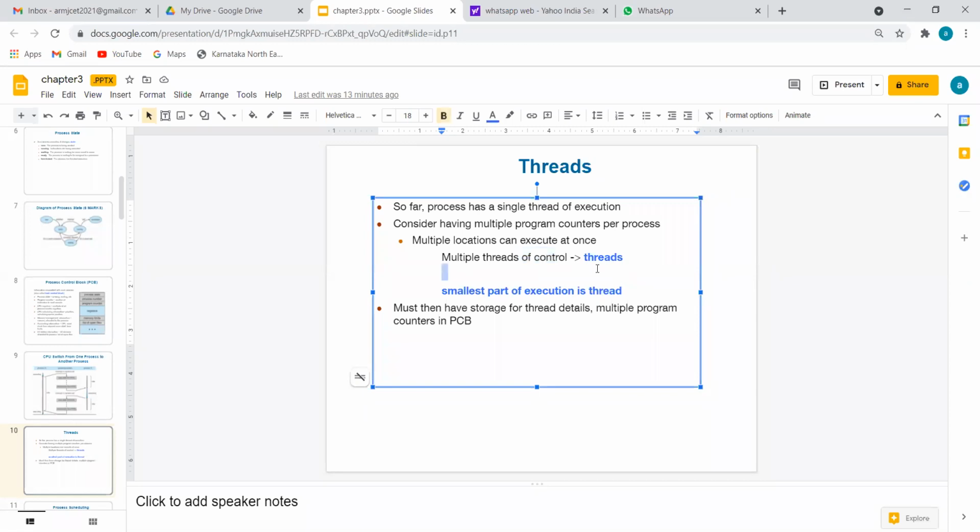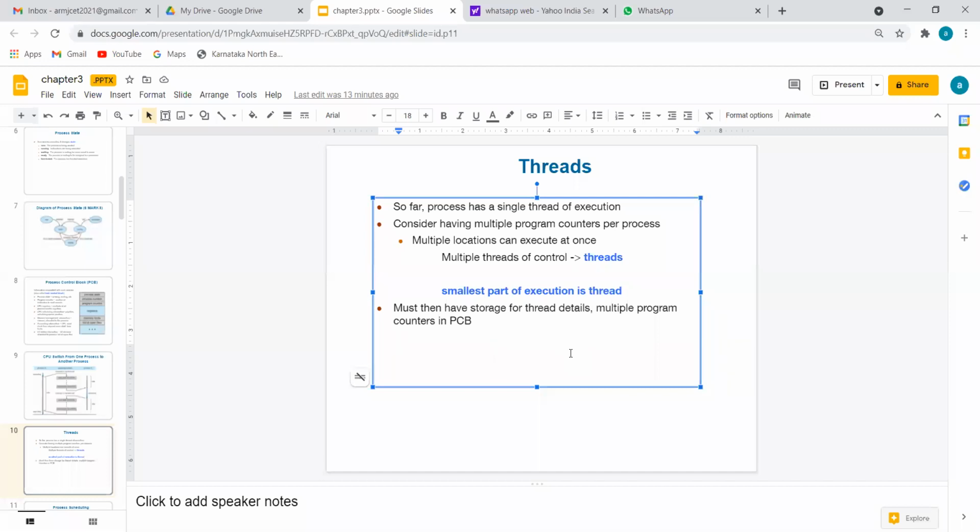That means multiple threads together will try to complete the execution of a process. Hundreds of processes will finish a program. The smallest part which is under execution is called a thread. We'll study more about this in the upcoming modules. Don't worry, this is the definition.